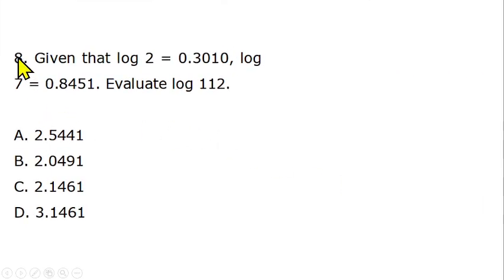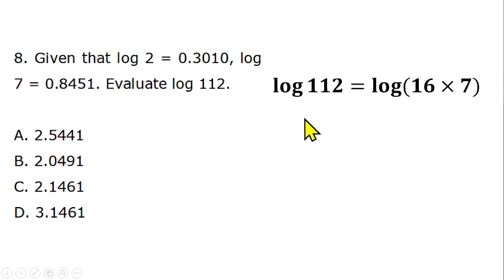Question number 8 is from logarithm. You are given that log 2 is 0.3010, log 7 is equal to 0.8451, but to evaluate log 112. So this is also from logarithm. You are given the log of this number to simplify using the predefined values of log 2 and log 7. So what do you do first? First of all, we need to simplify these logs.